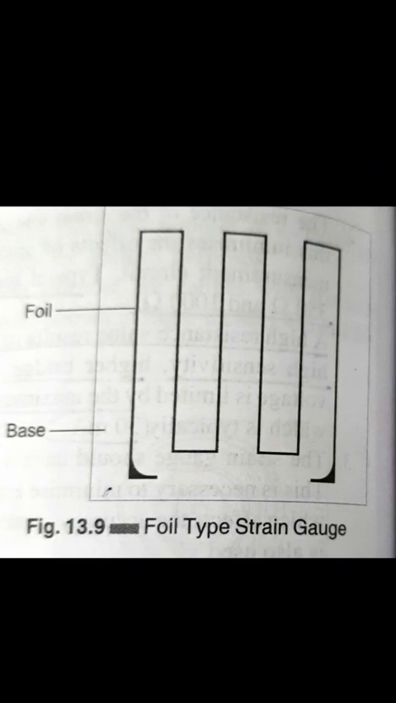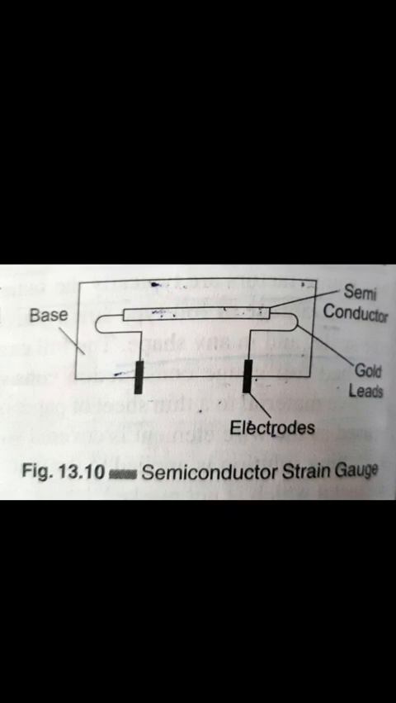The transverse strain sensitivity of this gauge is smaller, 1 by 3 to 1 by 2 that of the similar wire gauge. The hysteresis of the foil gauge is also 1 by 3 to 1 by 2 that of the wire gauge. The next is the semiconductor strain gauge.